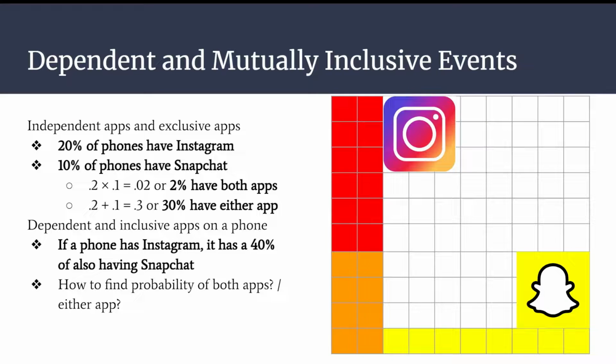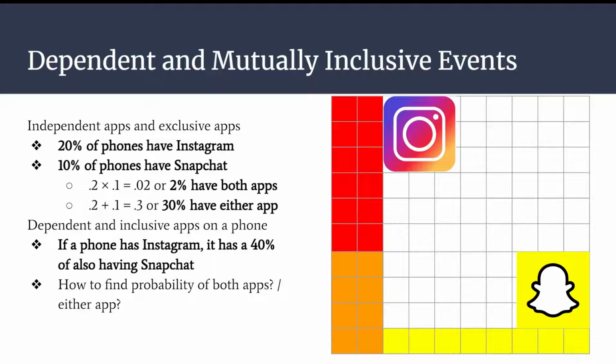Say that 20% of phones have Instagram, while 10% of phones have Snapchat. Using the multiplication and addition rules from probability from earlier, 2% of phones would have both apps and 30% of phones will have either app. But that doesn't seem quite right. I know plenty of people that have both apps. Well, the stats say that the odds of that should be pretty darn low.